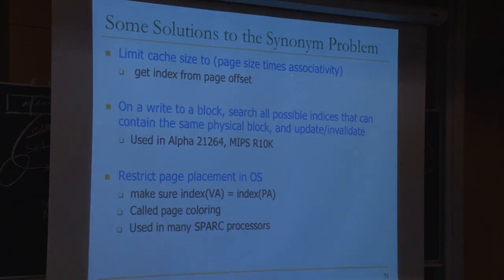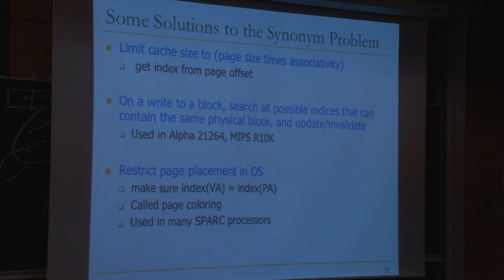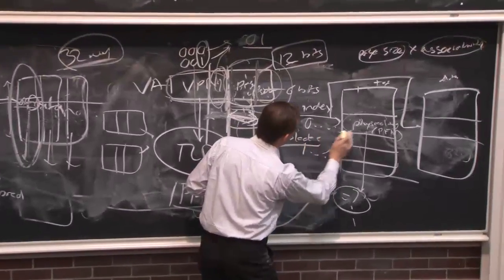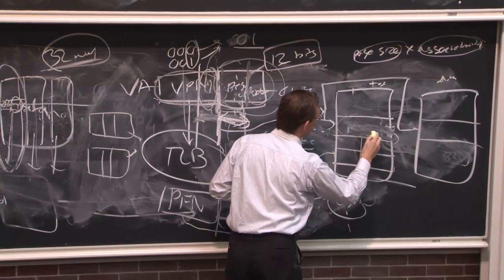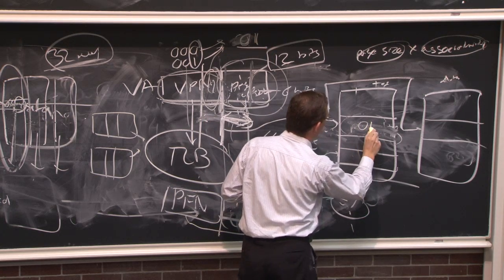Well, one solution we said is limit cache size to page size times associativity. Get index bits from the offset only, such that they don't change, such that the physical address remains in only one possible location. But this limits your cache size. Another solution is basically implement coherence, right? And that was how it was done in Alpha 21264 and MIPS R10000. The idea is, the problem happens if you have two, let's say you have the physical frame, a physical block, and we call this block 0, 1, right? Physical block 0, 1 here and 0, 1 here.